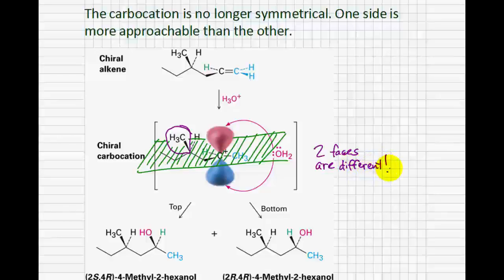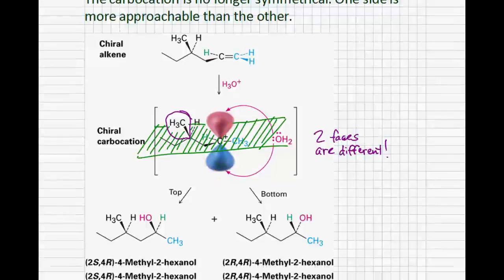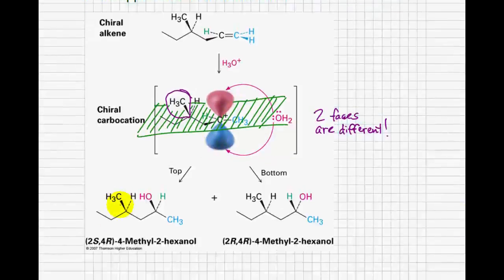So whenever the two faces are different like that, this methyl group here, it turns out it'll make one lobe of that carbocation a little less accessible than the other. Okay? But we don't really need to worry about which of those two lobes will be more accessible. All we need to know is that we'll have an unequal mixture. This chirality center was not involved in the reaction, so it's going to be the same as what was in the original molecule.